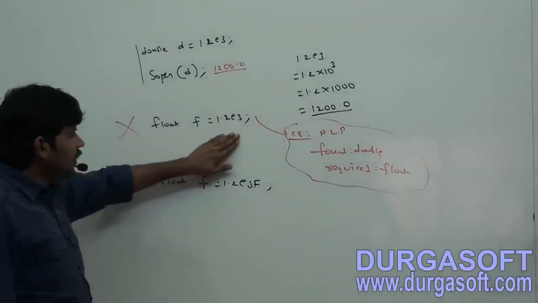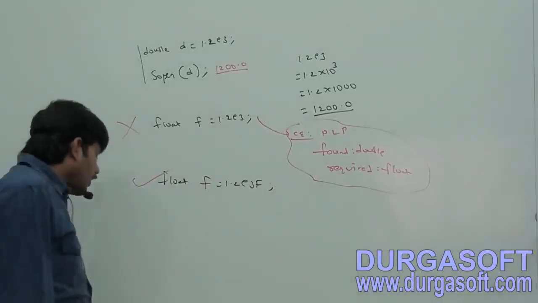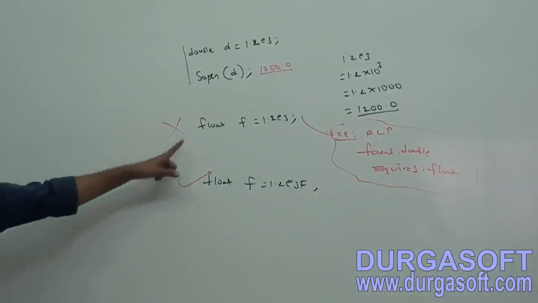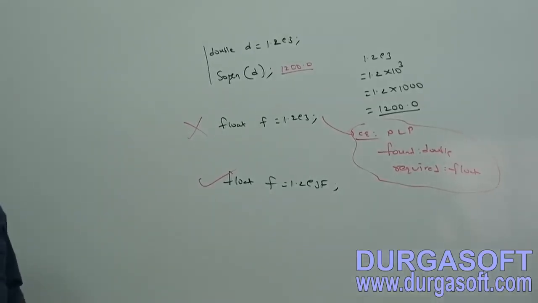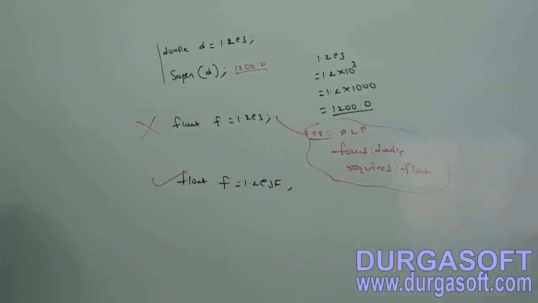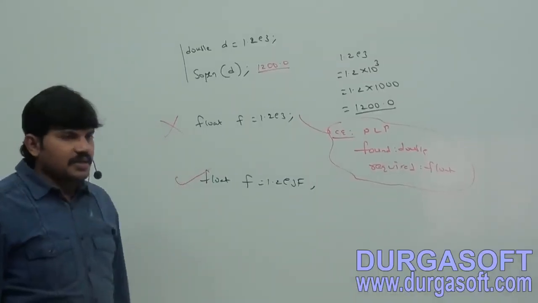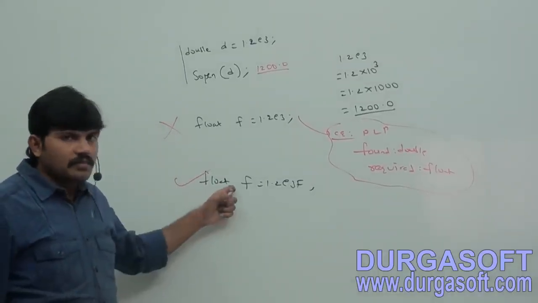1.2E3F, okay, the compiler method we are going to see. So this one is valid like this. So that's all. These are the loopholes you should be aware of related to floating point literals, right?